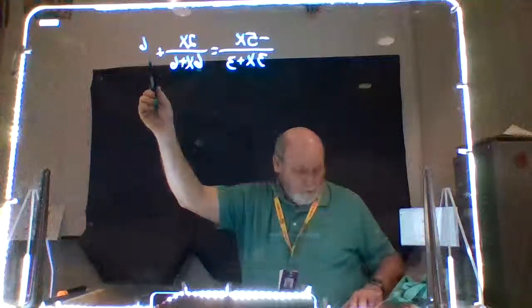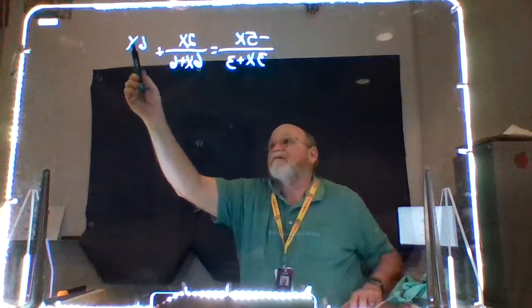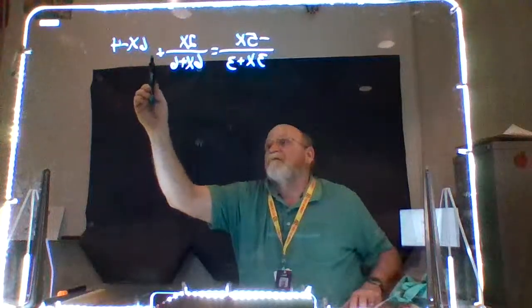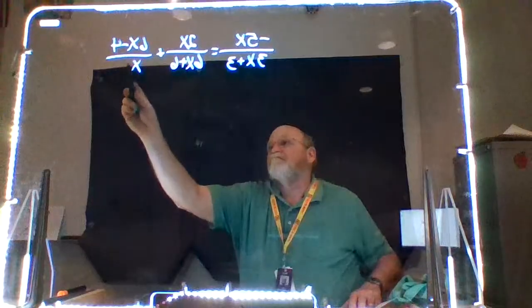right, plus 6x minus 4. Oops. Yeah, 6x minus 4 over x plus 1. All right. Wow. This looks incredibly difficult, but maybe not so much, right?